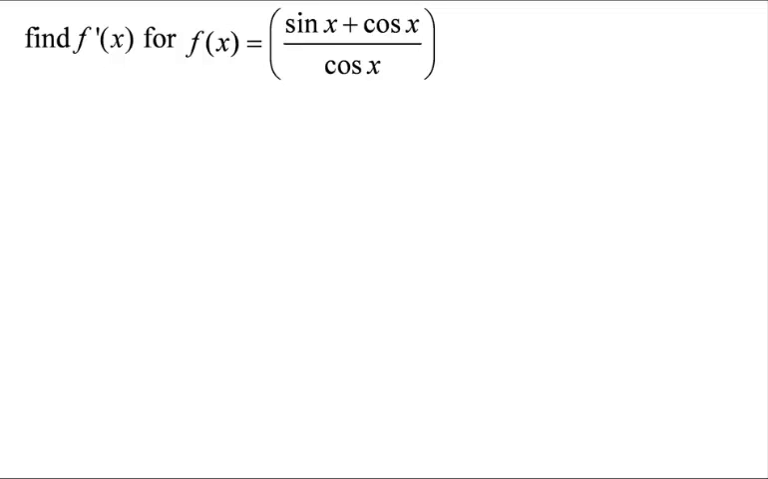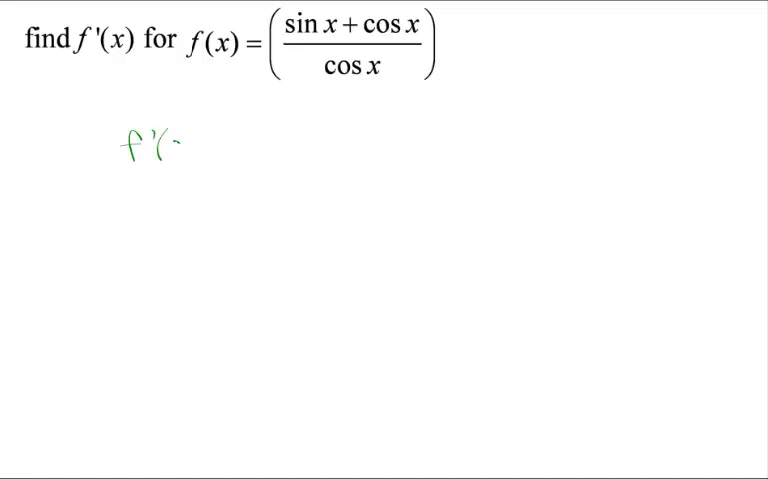Let's work an example using what we know about the derivative of sine and cosine and using what we know about the quotient rule. This example says find f prime of x for f of x equals this quotient. And this quotient has sine and cosine in the numerator and cosine in the denominator. So not only are we going to use the quotient rule, we're going to use what we just learned about the derivative of trig functions.